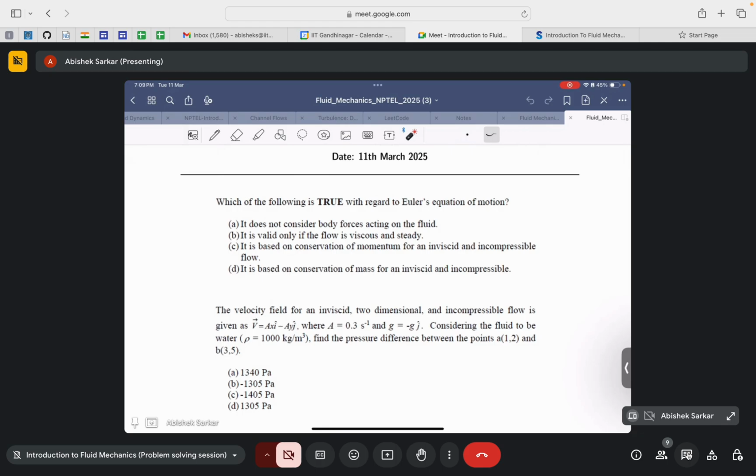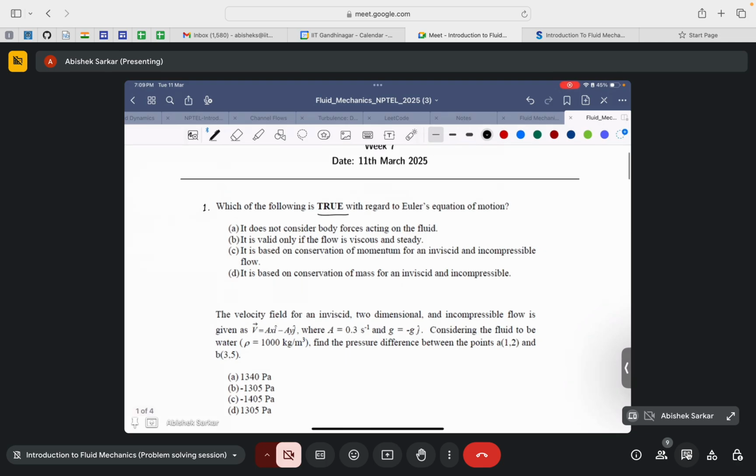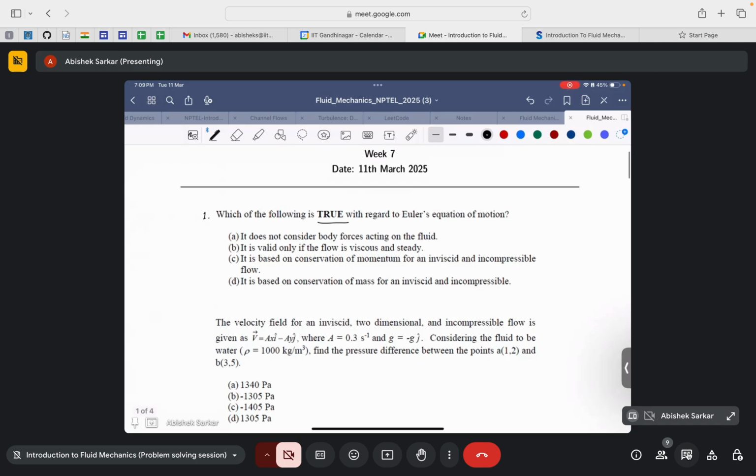Which of the following is true with regard to the Euler's equation of motion? First, it does not consider the body forces acting on the fluid. Second, it is valid only if the fluid is viscous and steady. Third, it is based on conservation of momentum for an inviscid and incompressible flow. Finally, it is based on the conservation of mass for an inviscid and incompressible flow. So which is the correct option?